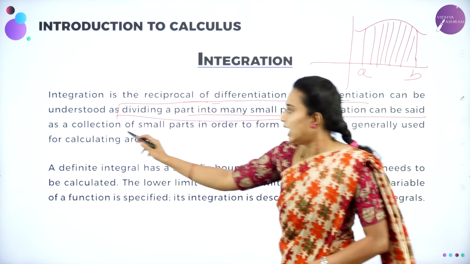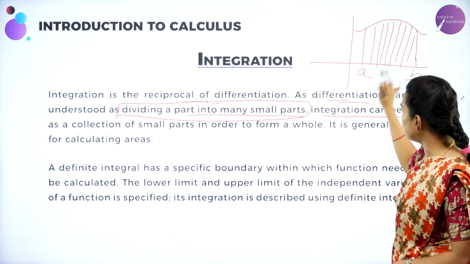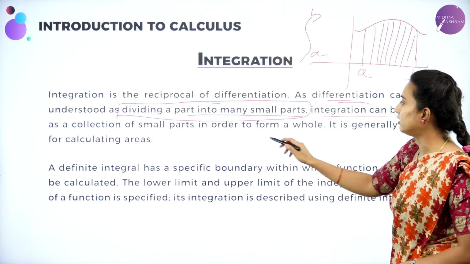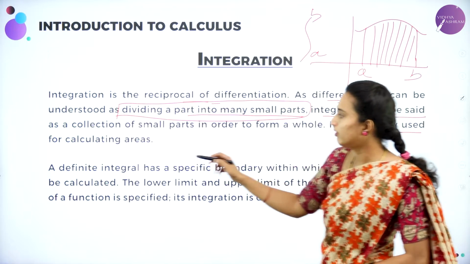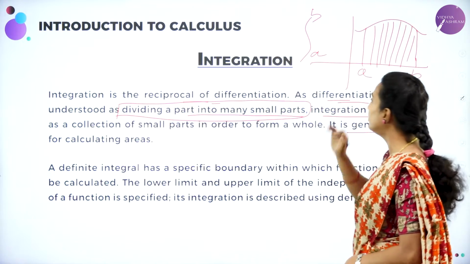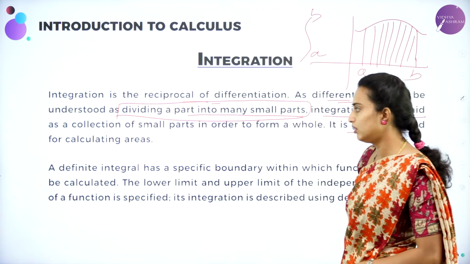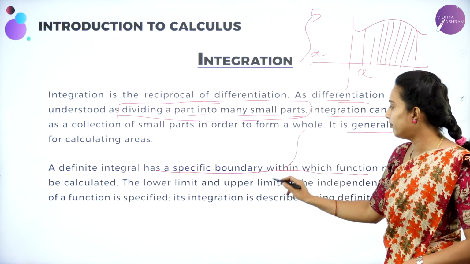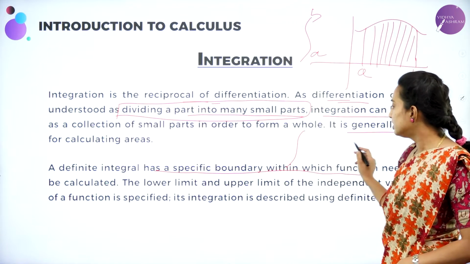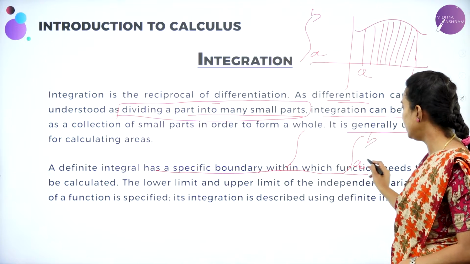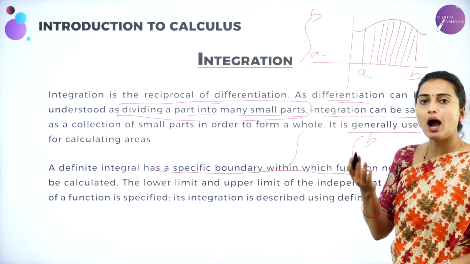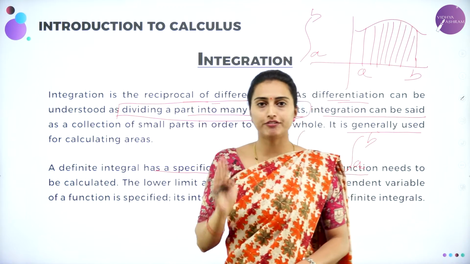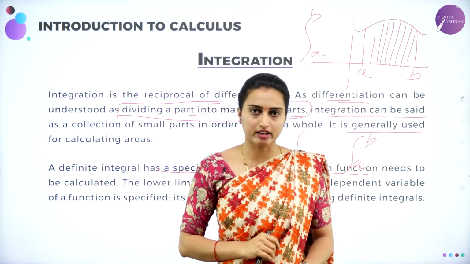Integration can be described as a collection of small parts, a collection from A to B. Integration is a symbol with which you can collect the whole area from A to B. It is generally used for calculating areas, as I told you. A definite integral has a specific boundary within which the function is defined. This is an indefinite integral without the boundary. This is a definite integral from A to B, where A is the lower limit and B is the upper limit. The integration is divided into two parts: one is the definite integral, another is the indefinite integral, okay?